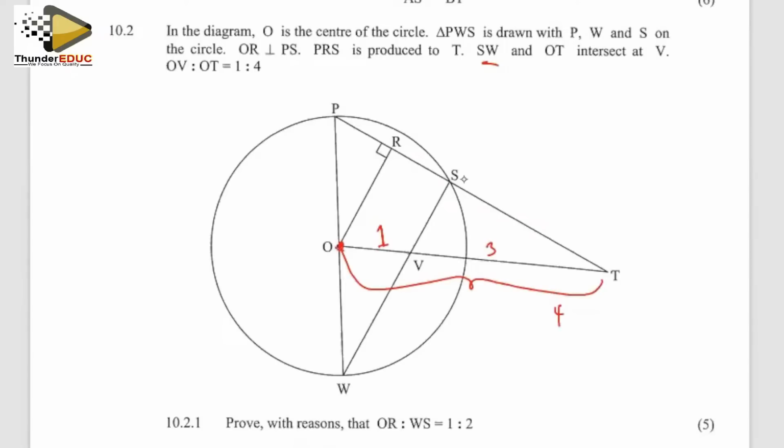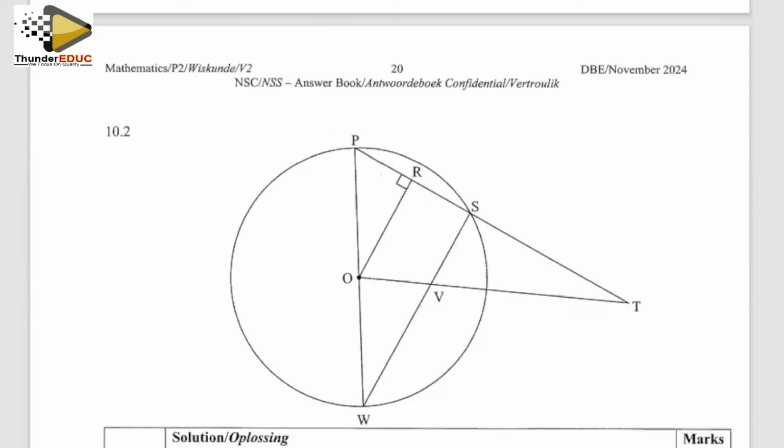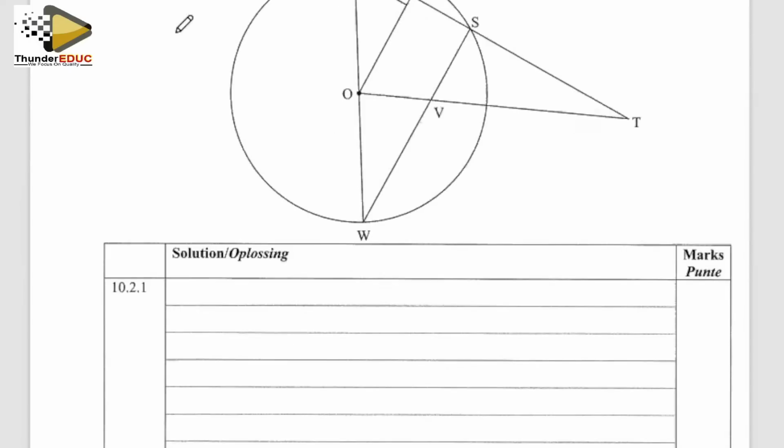Now, this question is, in other words, asking us to prove the midpoint theorem. For us to prove the midpoint theorem, we just need to make sure that this line is parallel to that one. That's the hint. We can prove that. The rest will be history. Okay. So what I'm going to do, I'm going to say that PSW is going to be 90 degrees. Reason, angle in a semicircle.